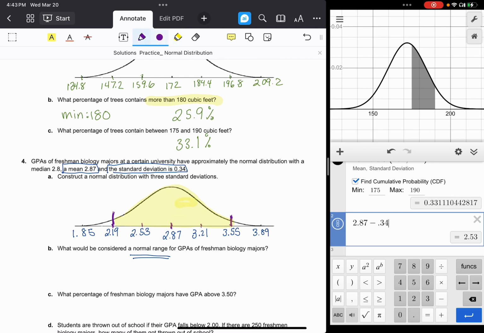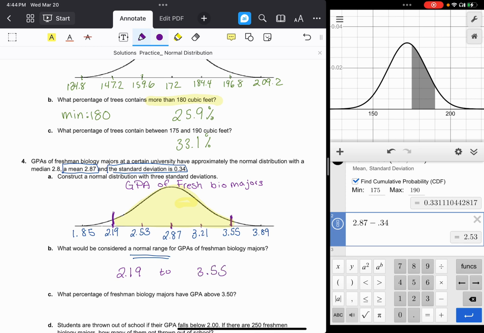Oh, I forgot to label my things, so we should label GPA of fresh bio majors. So the low end here would be a 2.19 GPA, and the high end would be a 3.55.